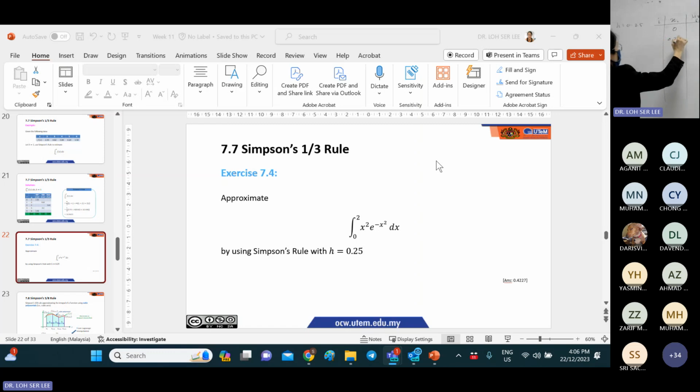Okay, 0.25, 0.5, 0.75, and then 1. 1.25, 1.5, 1.75, then 2. Okay, iteration, number of iterations starts from 0, 0, 1, 2, 3, 4, 5, 6, 7, 8.